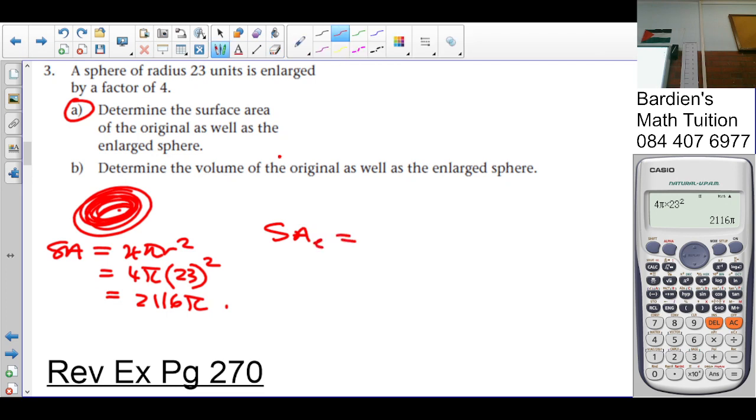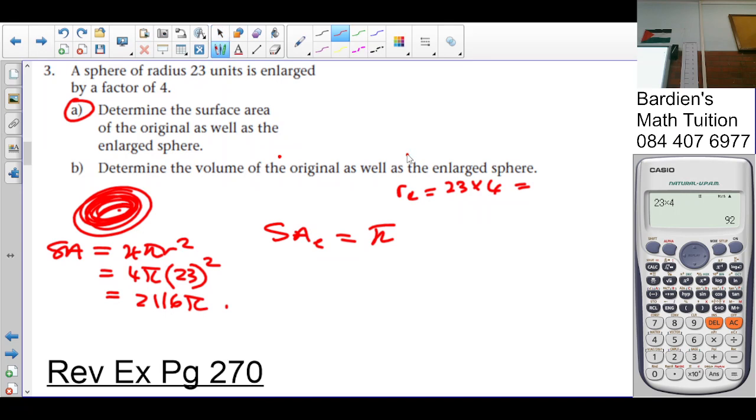Then the surface area of the enlarged sphere, this is E for enlarged. The sphere is enlarged by a factor of 4, which means the radius is going to be 4 times 23. So the radius of the enlarged sphere is going to be 23 times 4, which is 92. Yes?